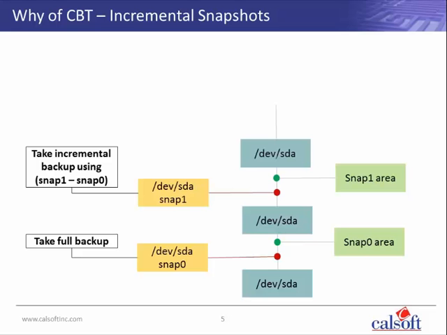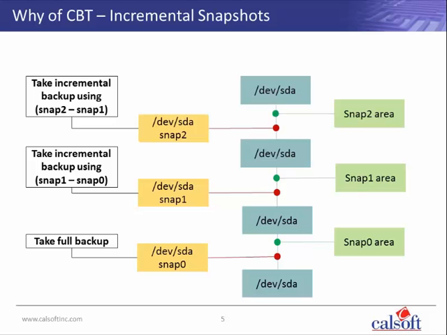At the next backup cycle, we take an incremental snapshot of the device. Then we calculate what has changed between the two snapshots and take the backup of only those areas. This change is determined by generating a difference of both the snapshots. In the diagram it is shown as snap1 minus snap0.